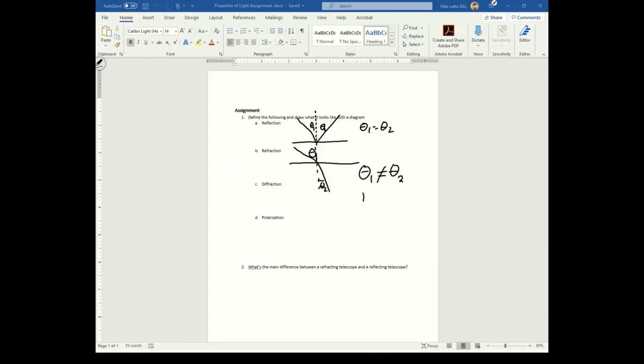Diffraction is when light, or waves, go through an opening, and as they go through this opening here, they bend as they enter that opening.